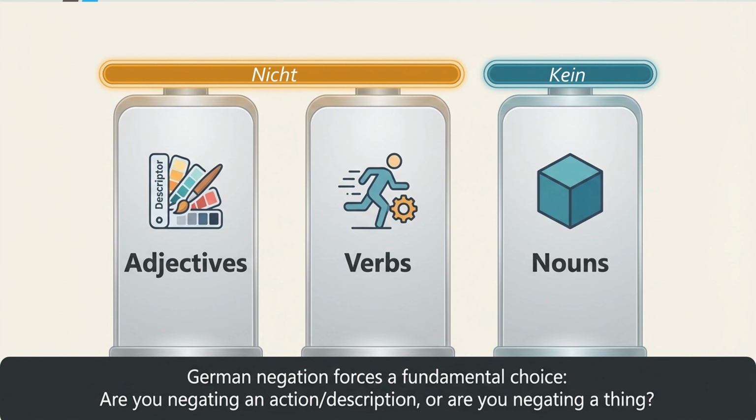Suppose if I have a car, I would say Ich habe ein Auto. And if I wish to say that I do not have a car, I would say Ich habe kein Auto. So, ein Auto and kein Auto.